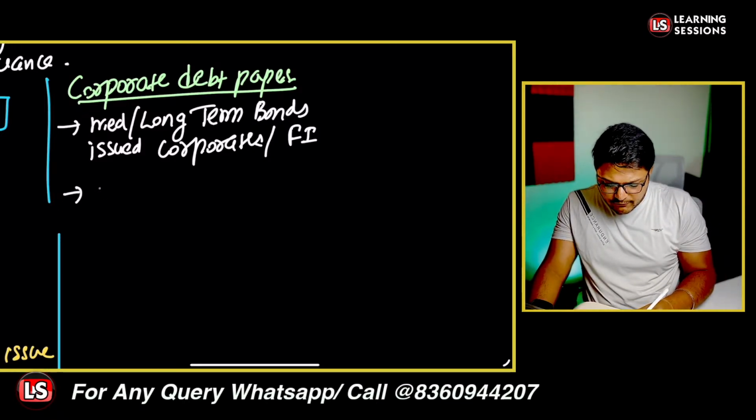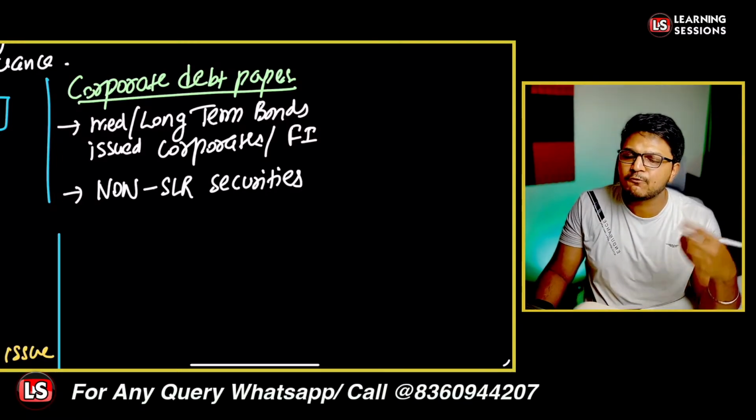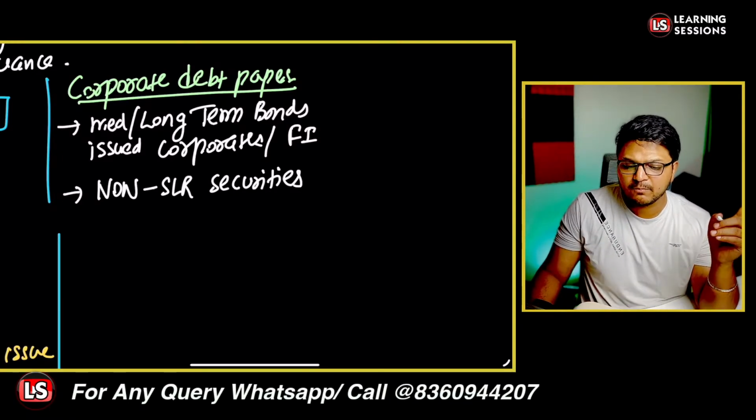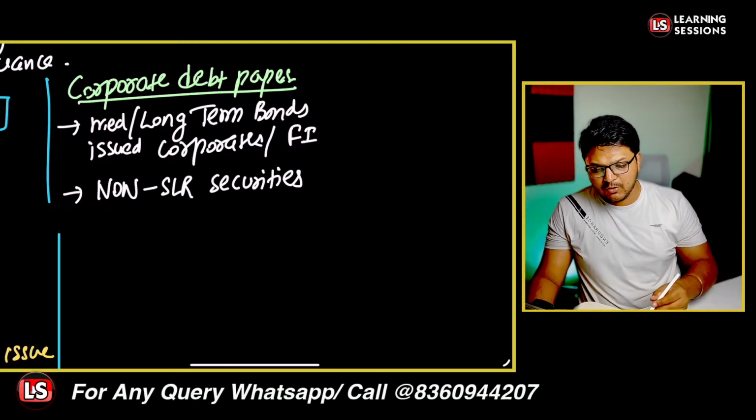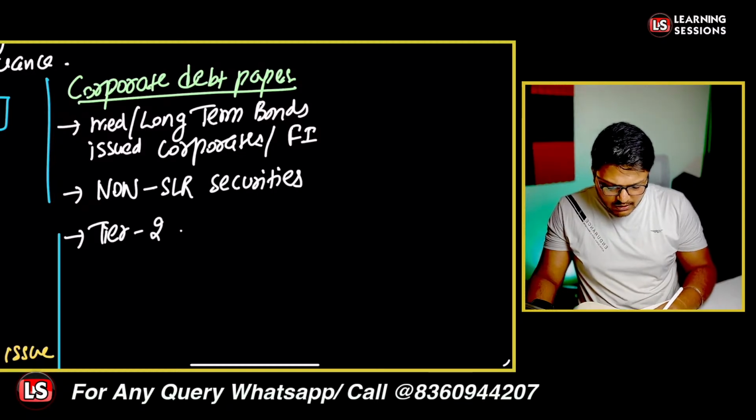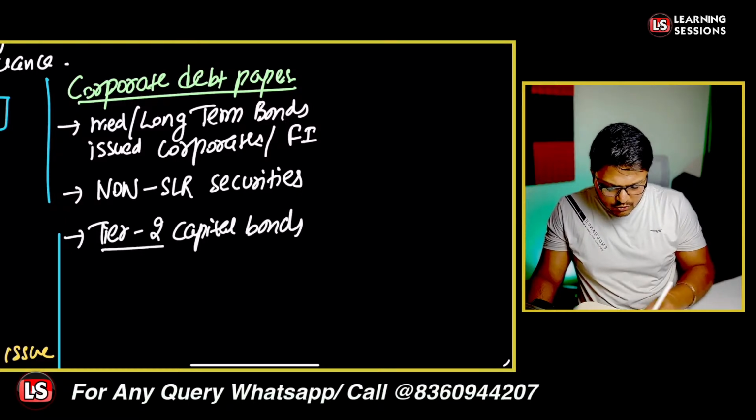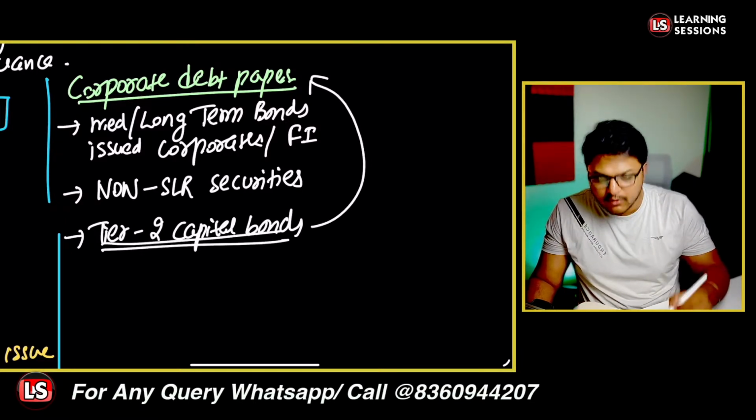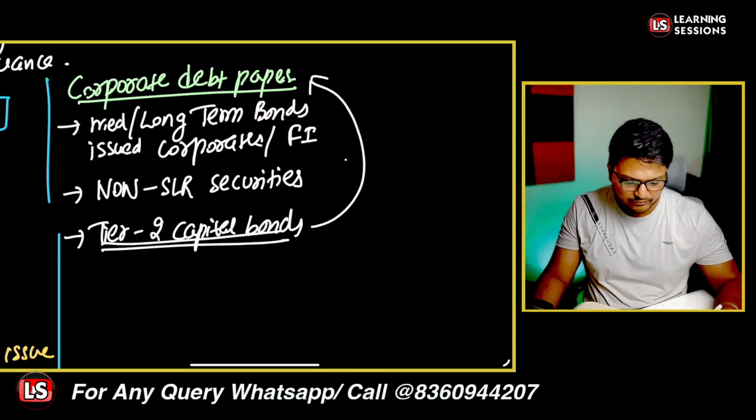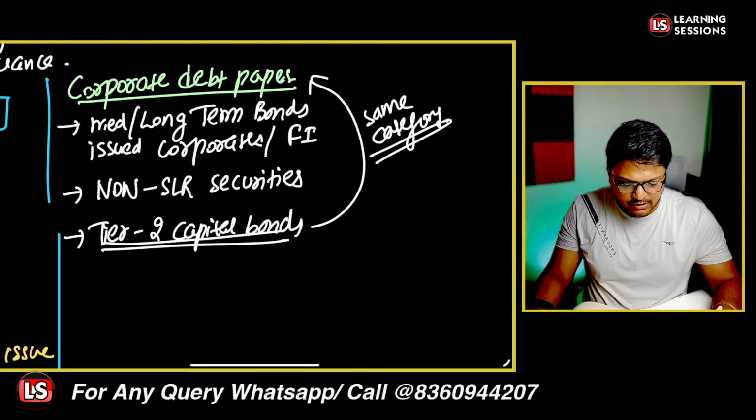And these are also referred to as non-SLR securities. These are not eligible for SLR purposes. Banks primarily invest in such kinds of securities just for investment purposes. That's the main thing related to it. And tier 2 capital bonds, which are issued by banks, if I'm giving an example, those also fall in the same category of the corporate debt paper.